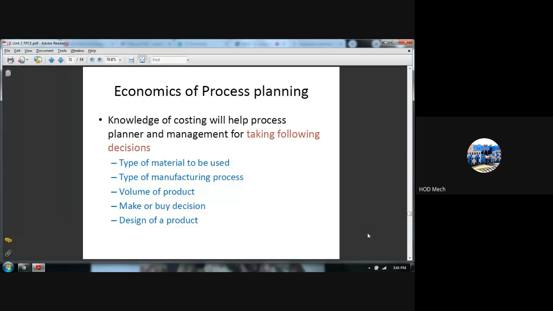Now, when you have this knowledge of economics as an engineer, you will have that fineness in deciding the right decisions at the right moment.